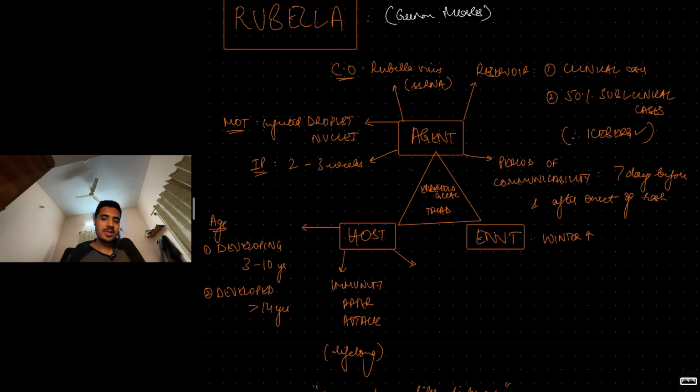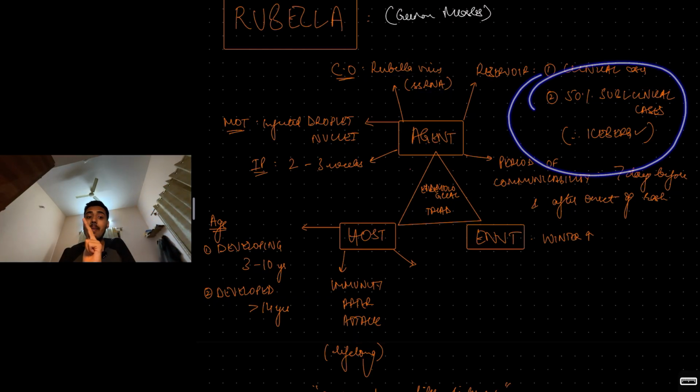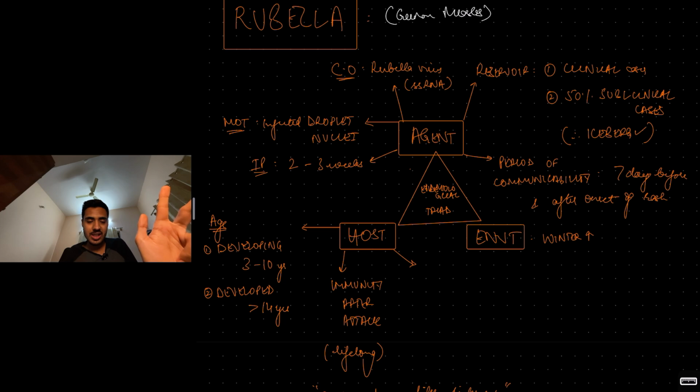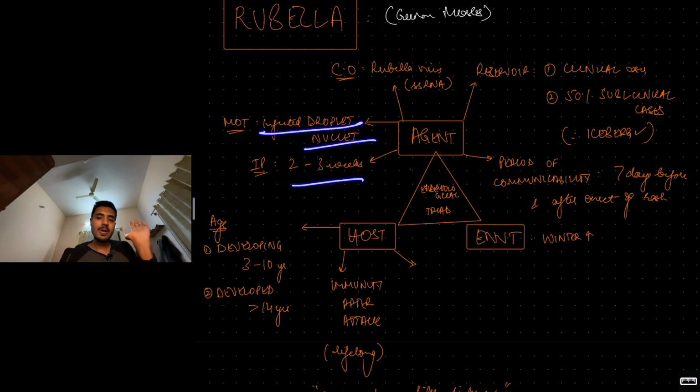So what all? -7 days, +7 days from onset of rash, period of communicability. Single stranded RNA virus, rubella. Clinical cases and subclinical cases. In measles, subclinical cases were absent. Incubation period 2 to 3 weeks. Respiratory infection, droplet nuclei. Host factors.